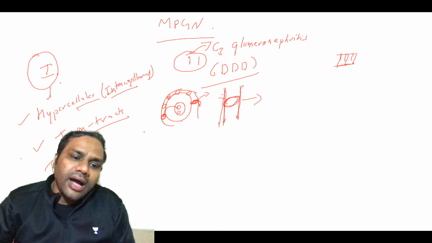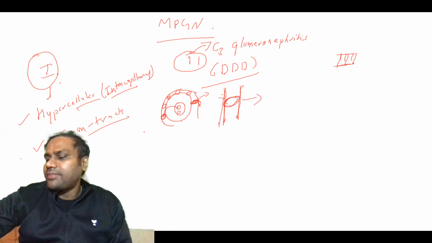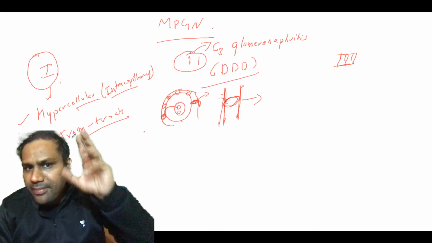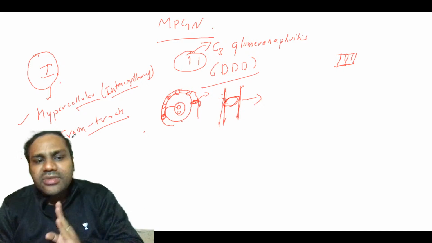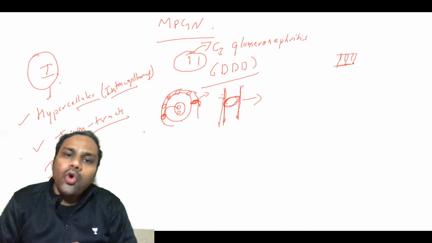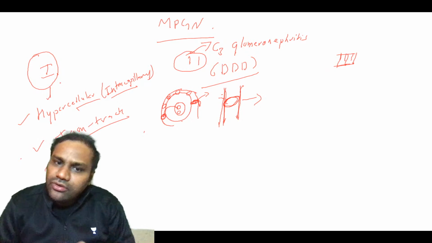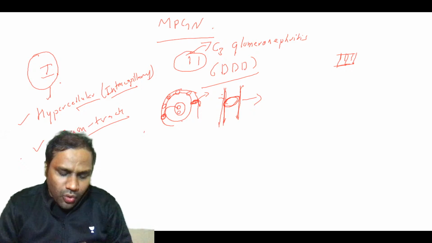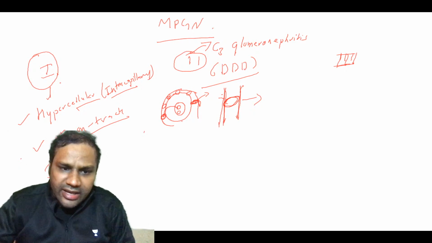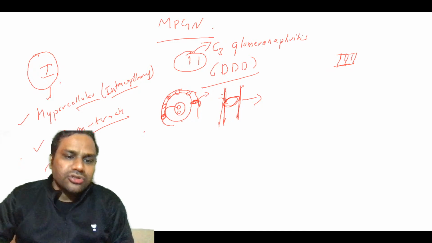Now I don't need to say which part IF comes in. It is the M part of MLA. So in MPGN, what will it be? Basically it will be coarse granular type. So IF will be basically coarse granular type of IF. So that you need to know.